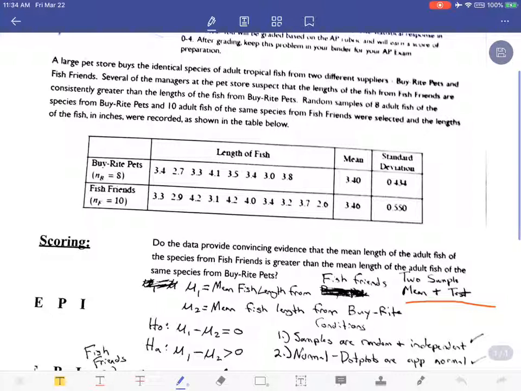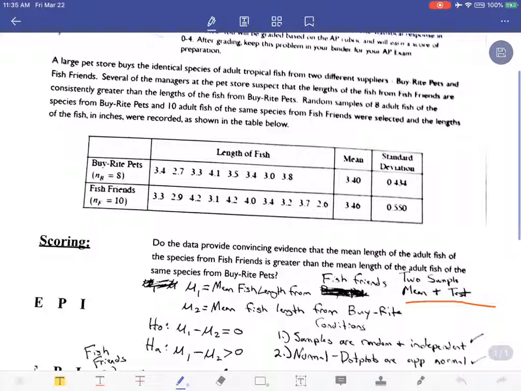Then the second thing, you want to identify your parameters. So what mean population 1 represents and mean population number 2. You could do it either way, but usually there's going to be a way that makes a lot more sense with how you set up your hypotheses. Especially for this problem, they're going between the order of Buy Rights and Fish Friends. So you could have done it either way, but I'm going to show you a way that makes the most sense as you're going through and doing it. So let's go through the question.